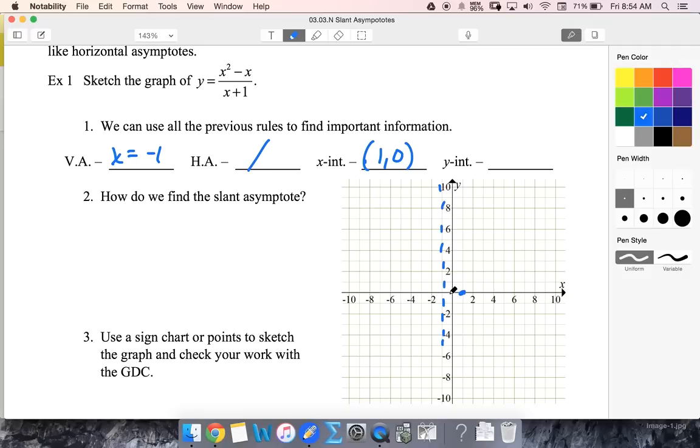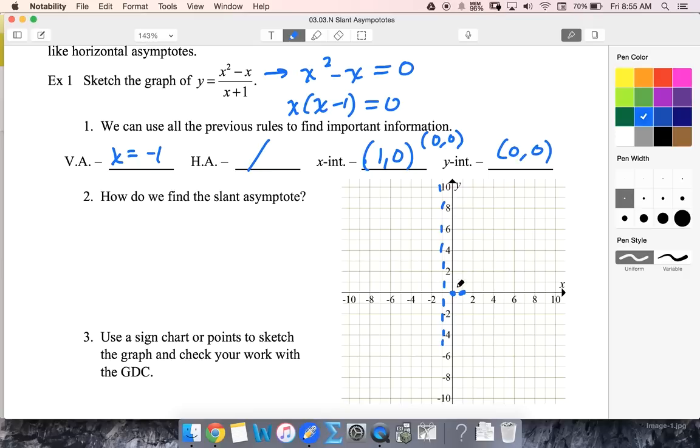So that looks like it's going to be the point (0, 0), which also makes me see that I missed out on an x-intercept here. I should have really taken the numerator and set it equal to 0. x squared minus x equals 0, and then factored, x times (x minus 1) equals 0, and then I would have gotten both of my x-intercepts of 1 and 0. So then my y-intercept is also (0, 0).